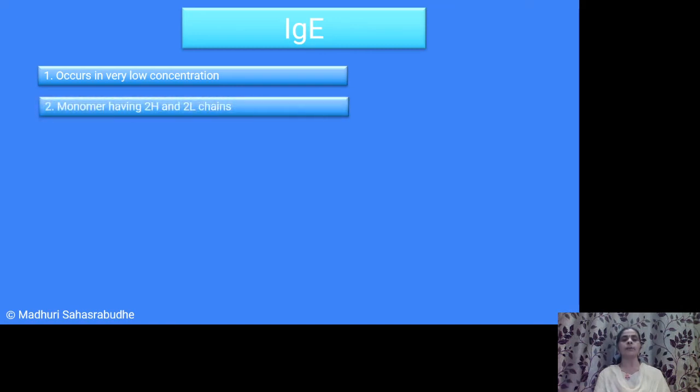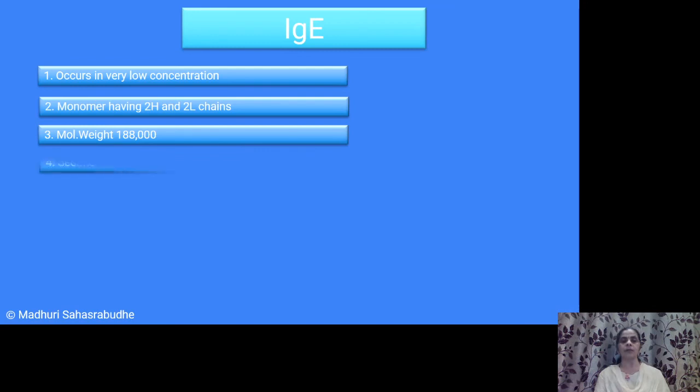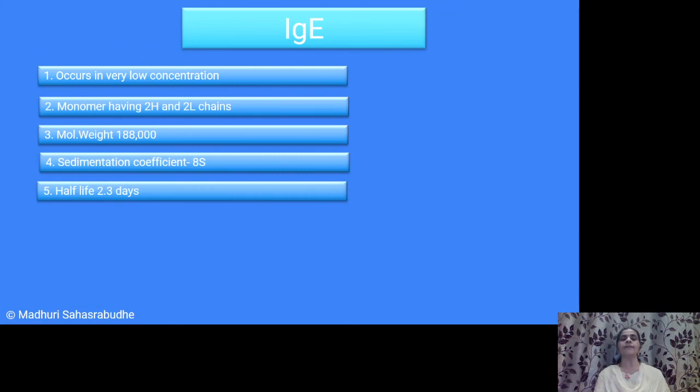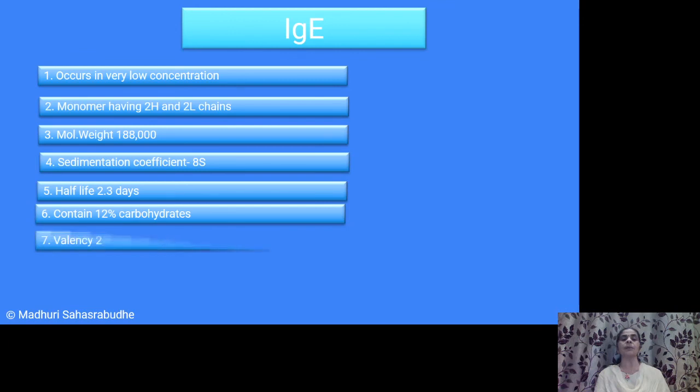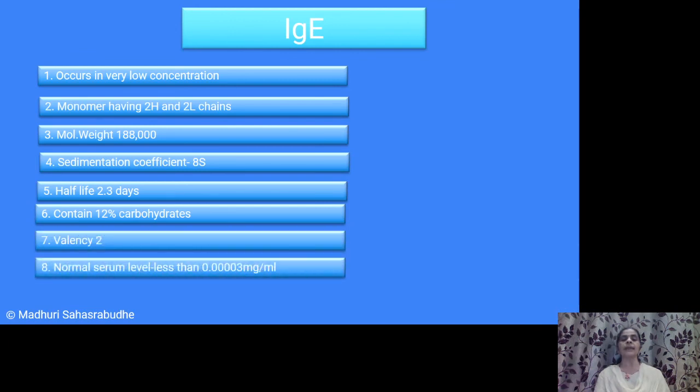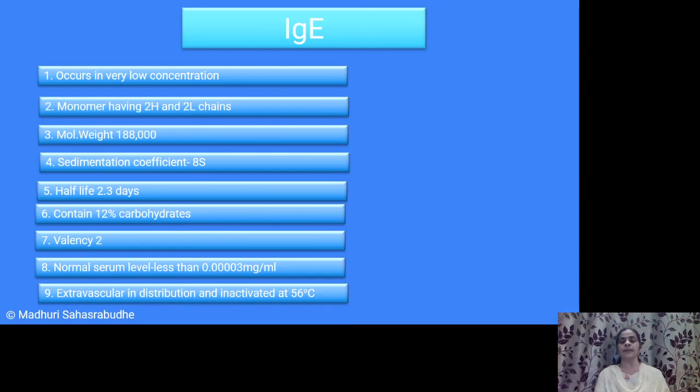It is a monomer having two heavy chains and two light chains. Molecular weight is 1,88,000. Sedimentation coefficient is 8S. Half-life is only 2.3 days. It contains 12% carbohydrates. Valency is 2. Normal serum level is less than 0.00003 milligrams per ml. It is extravascular in distribution and is inactivated at 56 degrees centigrade.